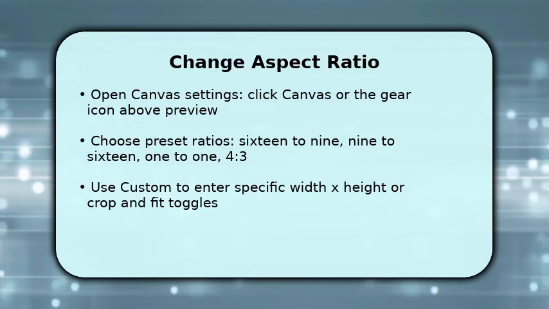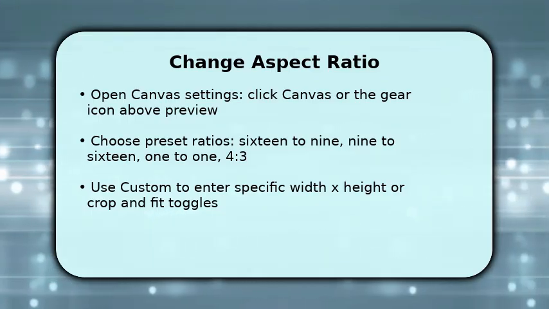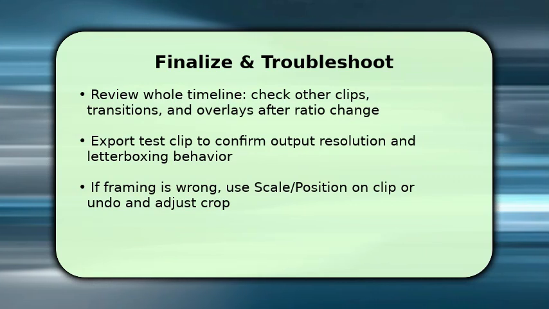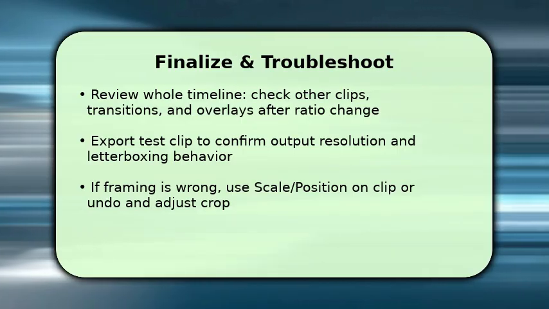Finish by scanning the timeline to ensure transitions and overlays still align after the ratio change. Export a short test clip to confirm output resolution and any letterboxing or black bars. This reveals issues before final render.